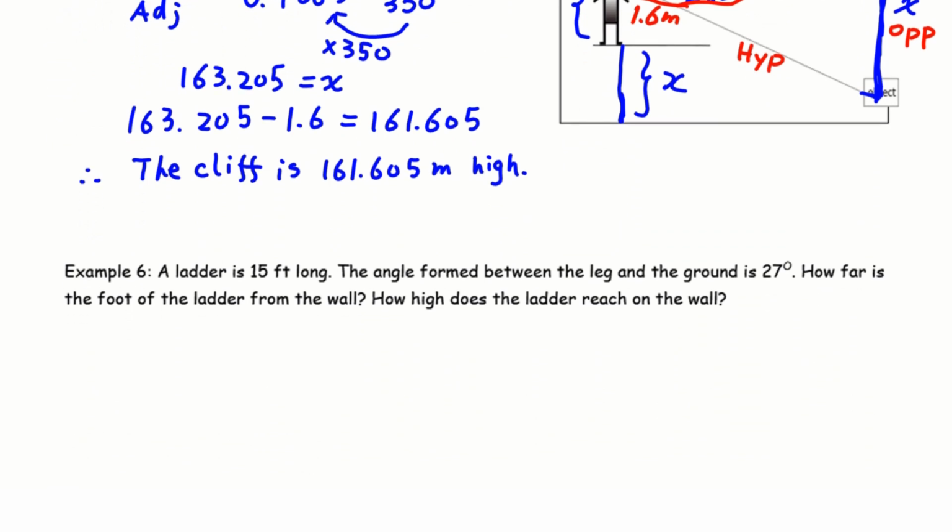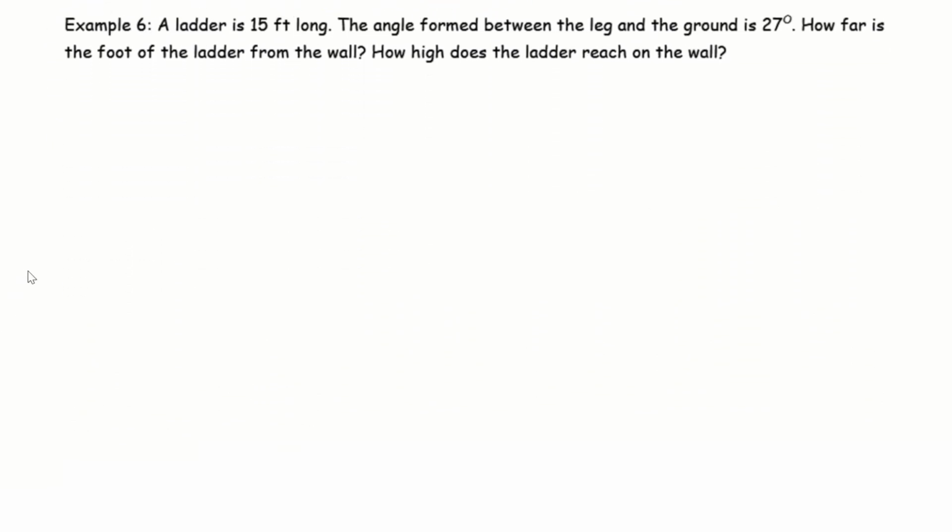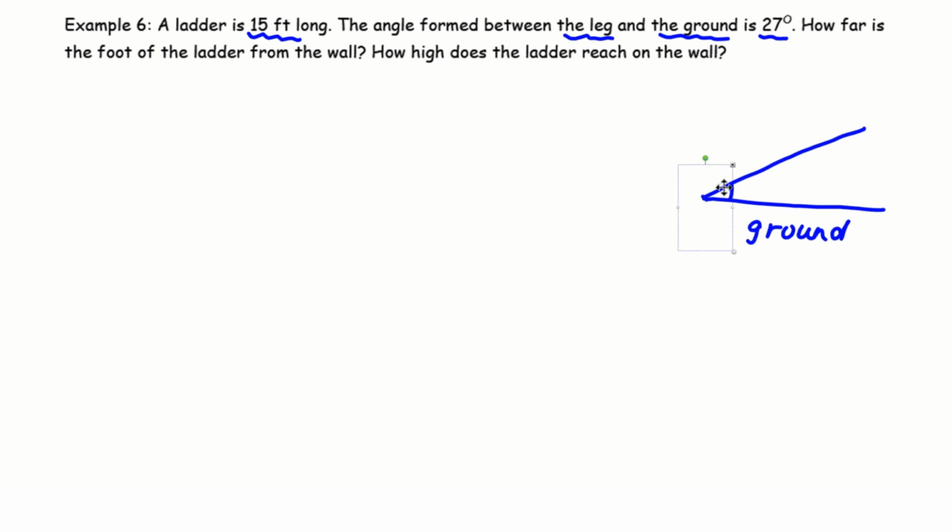And the next question is, the diagram is not given, so you need to draw a diagram first. If for a trigonometry question the diagram is not given, then you need to draw it. So the ladder is 15 feet long. The angle formed between the leg of the ladder and the ground is 27 degrees. So we draw a ground, okay? And the ladder will be here. The leg of the ladder is formed with the ground at 27 degrees.